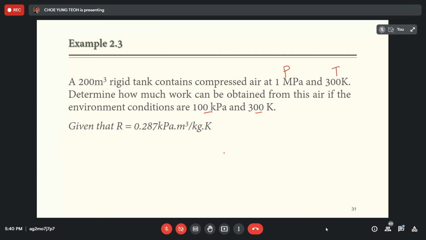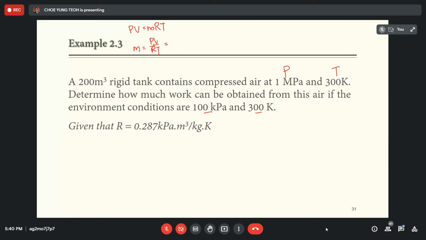Okay, so how to start? The first thing you need to know is you want to get the mass, m. You can see that the mass is not given, but without the mass, I am not able to calculate the total Exergy I have. I can only get the Exergy per unit mass, but if I can get the mass, it's better. So based on PV equal to mRT, I want to get the mass. So mass equals PV over RT.